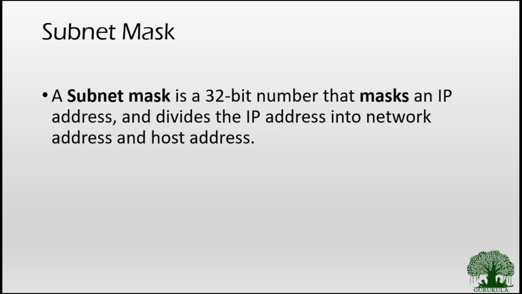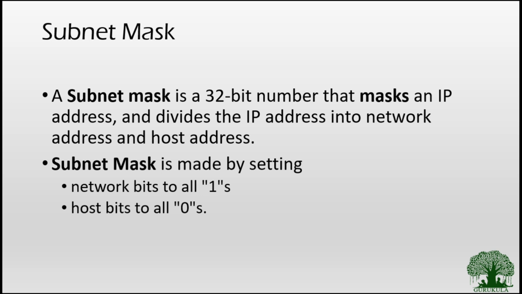A subnet mask is also a 32-bit number which we mask on an IP address, and this mask will divide the IP address into the network address and the host address. The subnet mask is made by setting all the network bits to 1 and all the host bits to 0. So all the bits used to represent the network should be given as 1, and all the bits used to represent the host should be taken as 0.